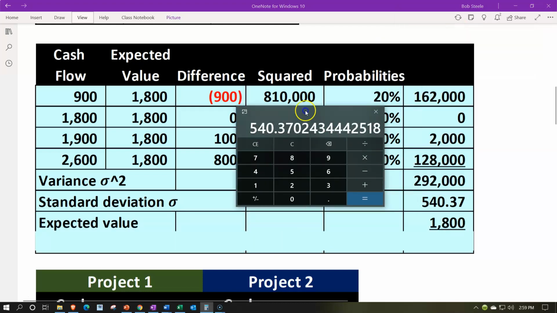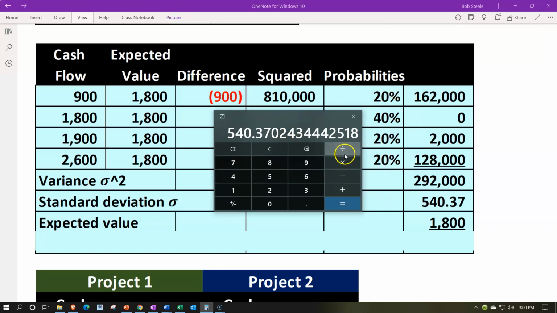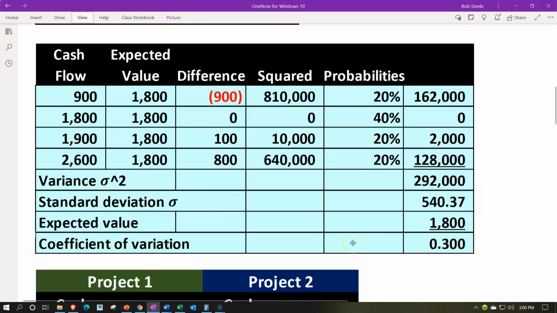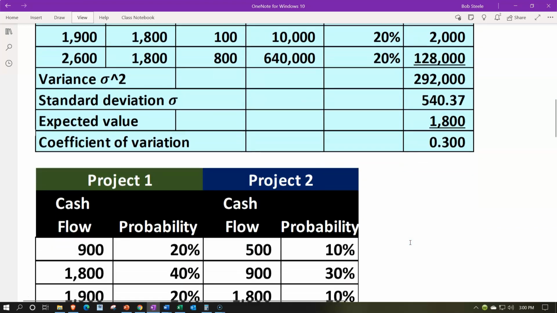the average. So we take that number divided by the 1800, and that then gives us about 0.3002. So we got the 0.300. You could see this in a percent, could see it in a decimal. That number is what we can use to compare to the second project to consider that risk level.